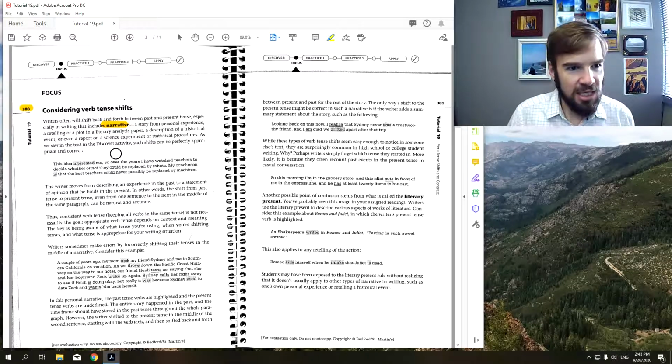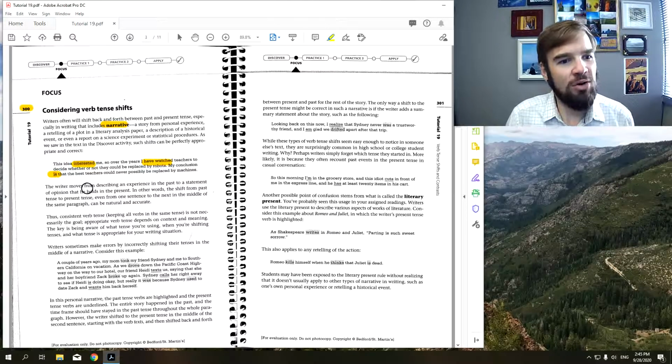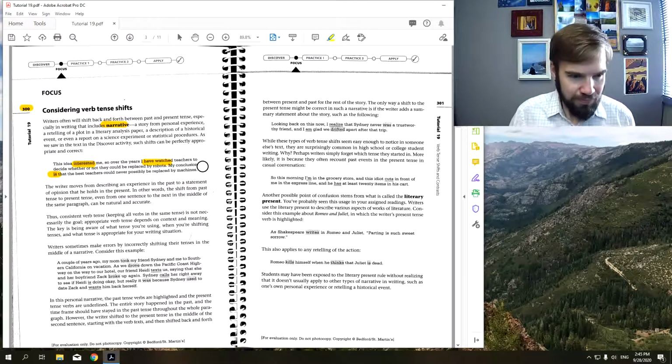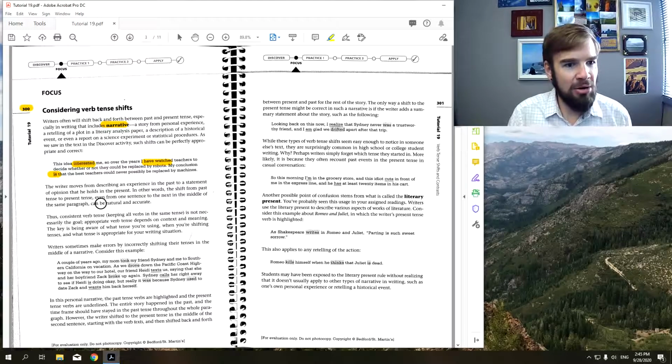As we saw in the text in the discovery activity, such shifts can be perfectly appropriate and correct and normal, like I said. So this idea interested me, simple past tense. So over the years, I have watched teachers to decide whether or not they could be replaced by robots. My conclusion is that the best teachers could never possibly be replaced by machines. The writer moves from describing an experience in the past to a statement of opinion that he holds in the present. In other words, the shift from past tense to present tense, even from one sentence to the next in the middle of the same paragraph, can be natural and accurate.